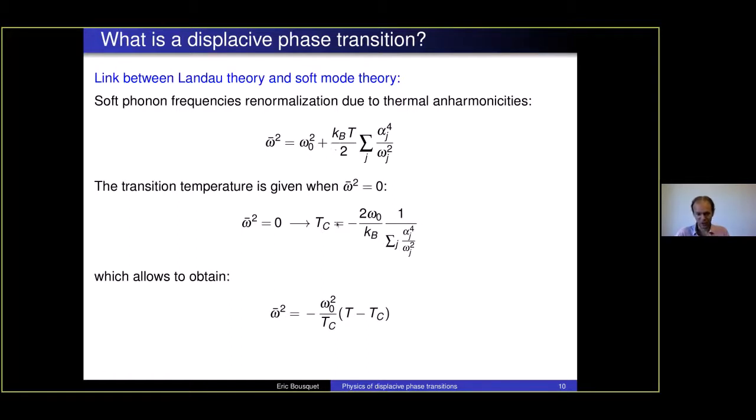And this means that we can put it back into the expression. And then at the end, we find that the square of the phonon frequency is simply equal to the square of the phonon frequency at 0 Kelvin times a simple T minus Tc variation divided by Tc, to have the exact expression. But you recover indeed that the square of the phonon frequency is evolving linearly with the temperature.